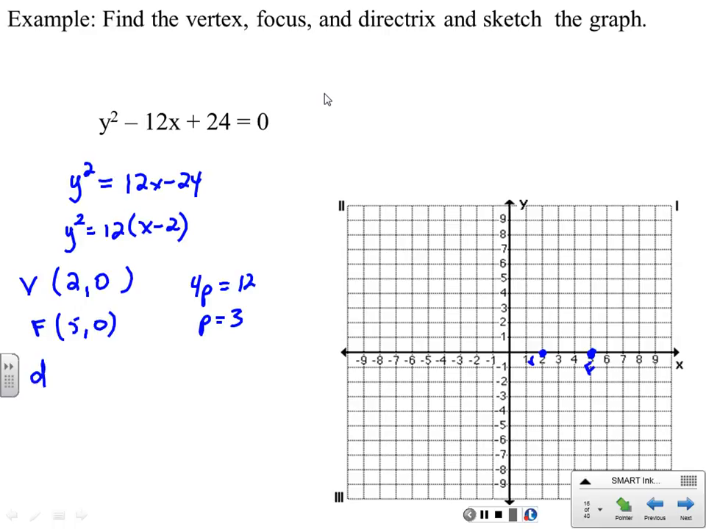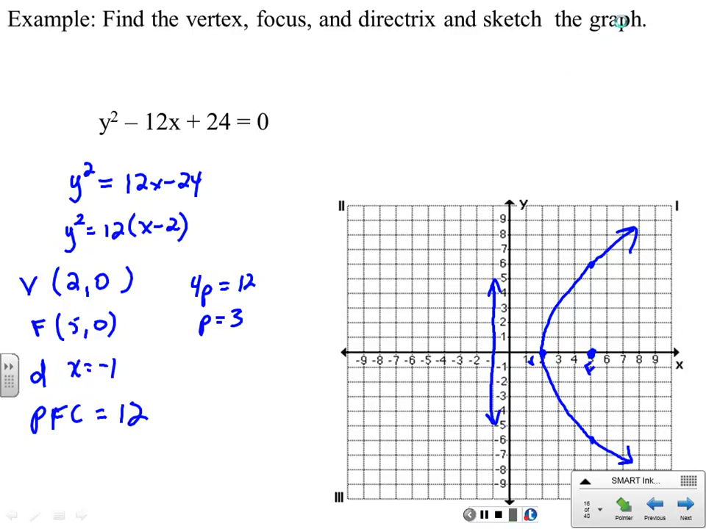Directrix. 3 left, right? 1, 2, 3. So the directrix is going to be x equals -1. And your primary focal chord is going to be 12, which means off of my focus, I'm going to go 6 up and 6 down. And there we have it. Very good.